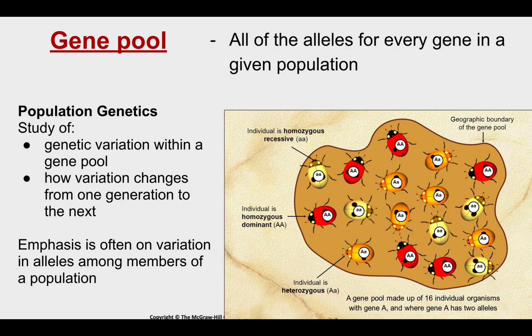And so when we're looking at gene pools, we can start to look at the genetics of a population, right? We can study genetic variation within a population and how that variation might change from generation to generation. Right? We kind of see some of these mechanisms of change, the selection and genetic drift. Right? But if we're looking at population genetics, we're really focusing on the alleles and the genotypes and their frequencies in the population.